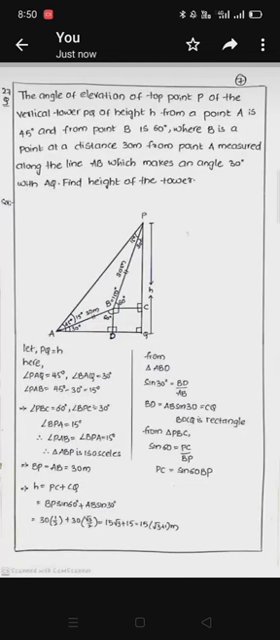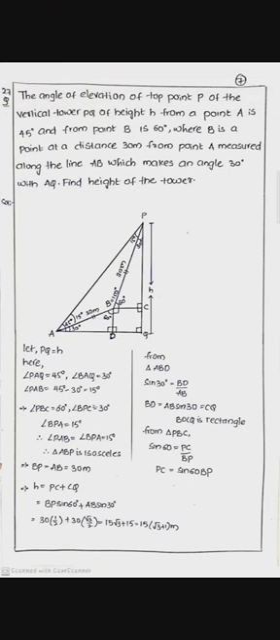Let us see some more example problems. The problem is: the angle of elevation of the top point P of the vertical tower PQ bar of height h from a point A is 45 degrees and from the point B is 60 degrees, where B is a point at a distance of 30 meters from the point A measured along the line AB bar, which makes an angle of 30 degrees with AQ bar. Find the height of the tower.